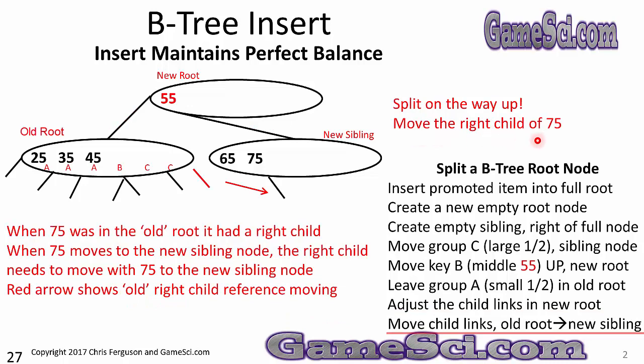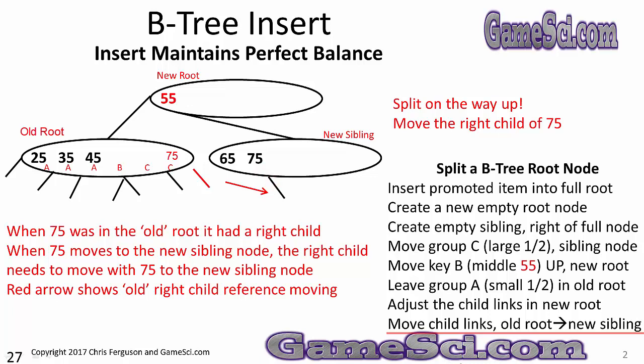Move the right child to 75. Here's where it gets a little tricky. We need to move child links from the old root to the new sibling. What are we talking about here? When 75 was in the old root, it had a right child. 75 used to sit right here with a right child. We need to take 75's right child from that node over to the new node.